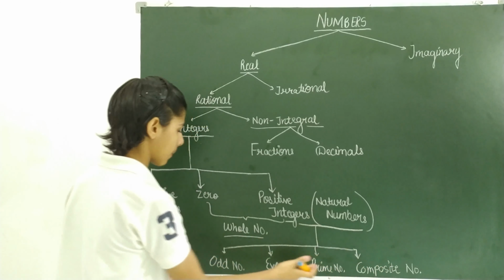Now we will discuss what rational numbers are. Rational numbers are those numbers which can be represented in the form of p by q. Meaning the numbers which can be represented in the form of p by q, those are the rational numbers. The condition of a rational number is that both p and q should be integers.